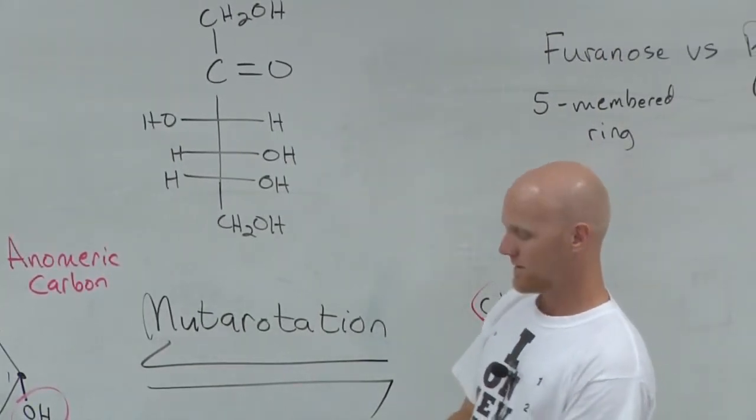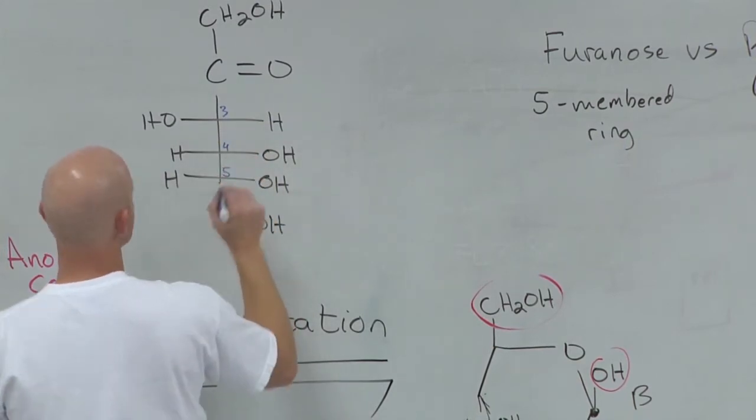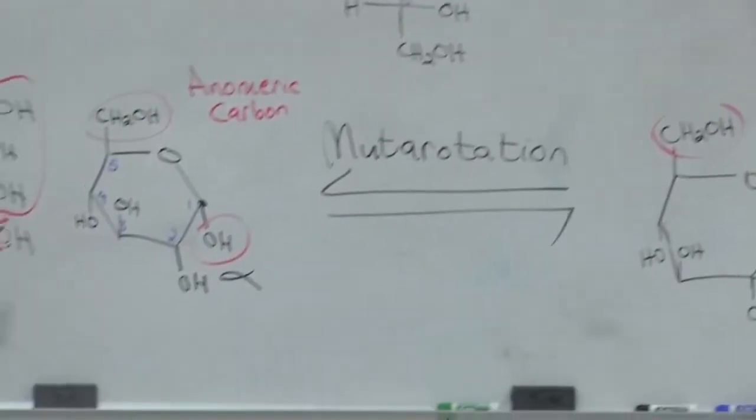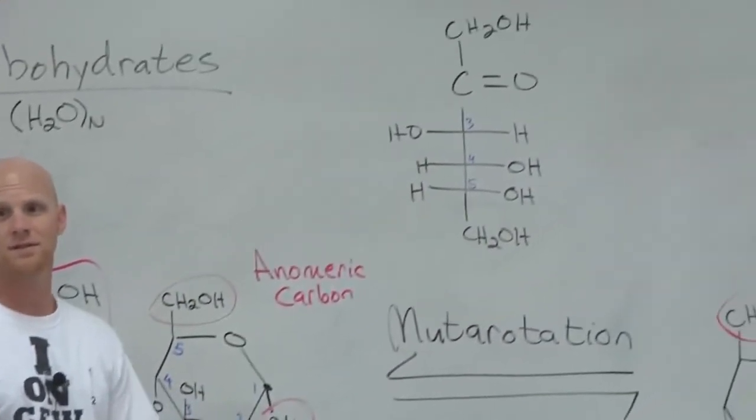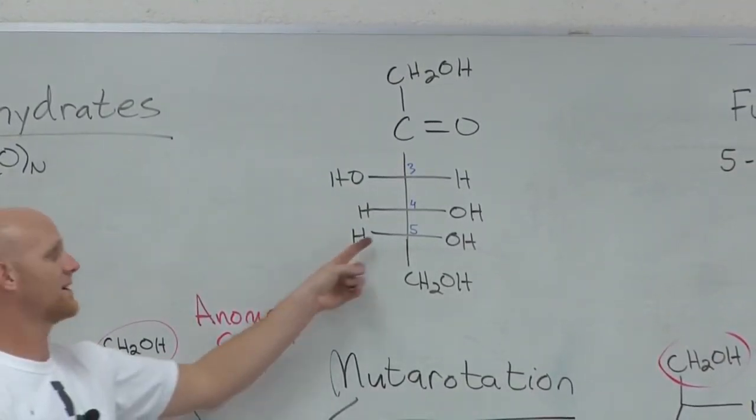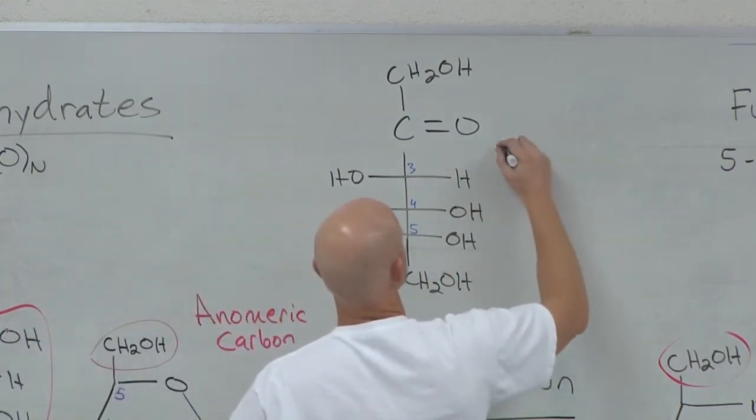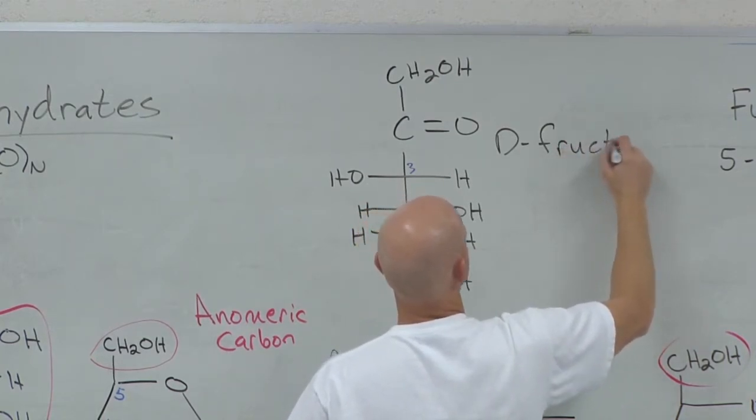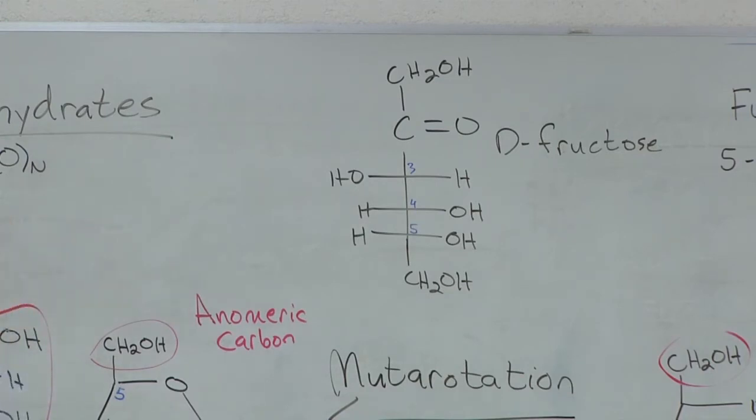If you notice, the stereochemistry around carbons 3, 4, and 5 is exactly the same in fructose as it was in glucose here. Specifically, is this D or L fructose? D. What told you that? Carbon 5, OH on the right. Sweet. So this is D fructose. Cool, and he's a ketose instead.